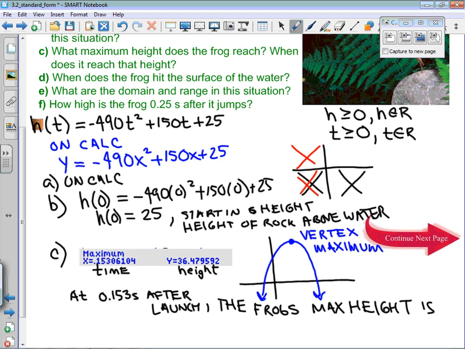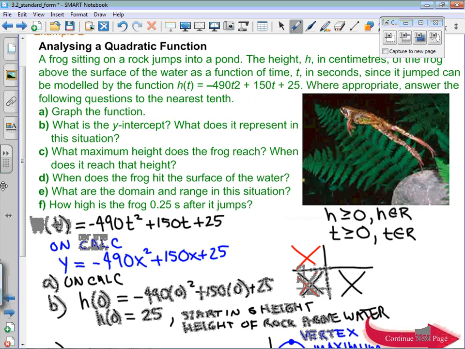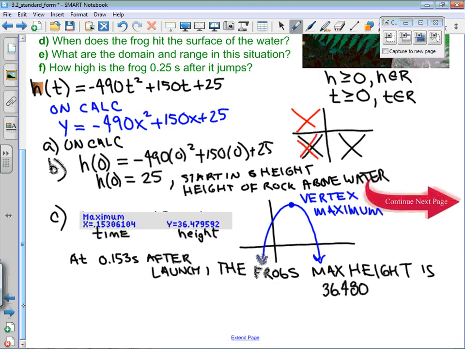So that's going to be 36.47, that's going to round up. So it's 36.480. And if we look back in the question, and maybe I'll scroll up so we can see it, it tells me that the height is in centimeters. Really important to read your units carefully because a frog jumping 36 meters is a lot more impressive than a frog jumping 36 centimeters. So read the questions carefully and make sure you know what each variable is representing.